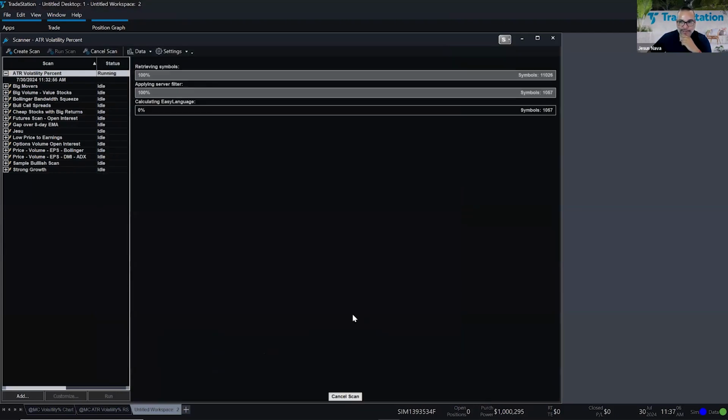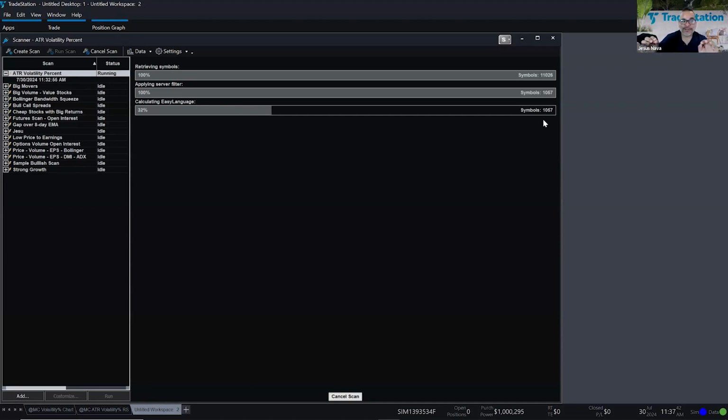Let me run this. So you can see from the almost 4,000 symbols, we're down to 1,057. So this is going to run a little bit faster. So when you do scans like that, keep that in mind. A lot of the filters that are part of the scanner run on the server side. For example, if you do any scans on volume or any scans on price, like I just did, those first two filters that I applied are going to run on the TradeStation server, so it spits out the results much faster.